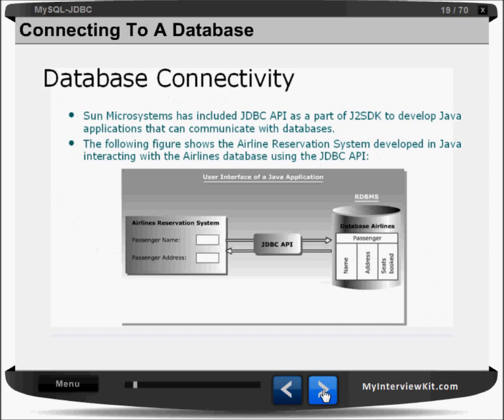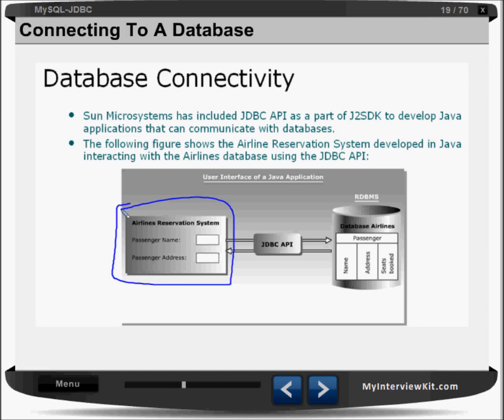Look at here, database connectivity. So consider I have one application, and this application has been designed in Java. Now I want that whatever we are entering here, that data should go to the database in a table. So Java provides you the JDBC API which will help you to do that work.